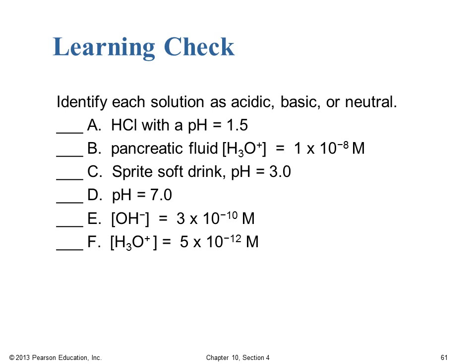Sprite, a soda product, has a pH of 3.0. That's a pH less than 7, so that means it's acidic. For letter D, if we have a pH of exactly 7, that is a neutral solution.